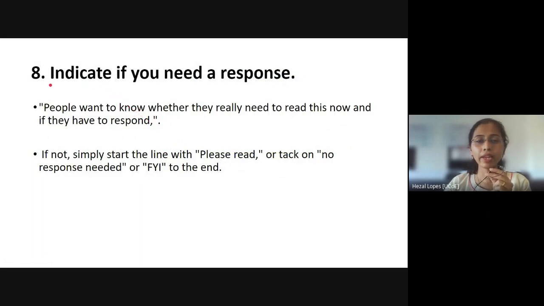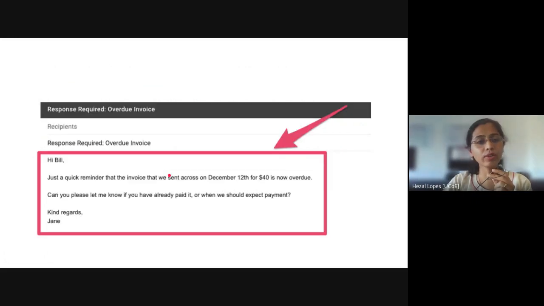My point number 8 is indicate if you need a response. If you want an immediate response, then you can indicate that. People want to know whether they really need to read this now and whether they have to respond. If not, simply start the line with "please read," "no response needed," or "for your information." So as per your requirement, you can write.